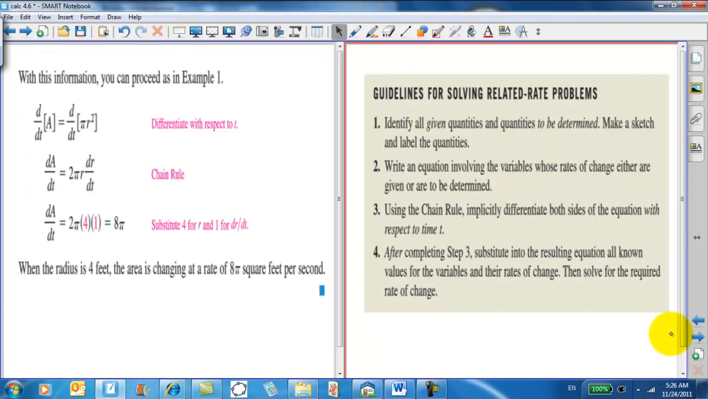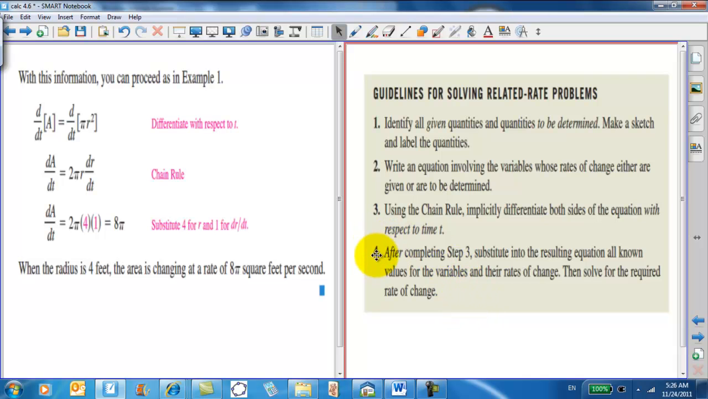Now here are some guidelines for solving related rate problems. Identify all the given quantities and quantities to be determined. Make a sketch and label the quantities. So these are variables. Write an equation involving the variables whose rates of change either are given or are to be determined. Use the chain rule to implicitly differentiate both sides with respect to time. And after you complete step 3, substitute in the resulting equation all known values for the variables and their rates of change. Then solve for the required rate of change.